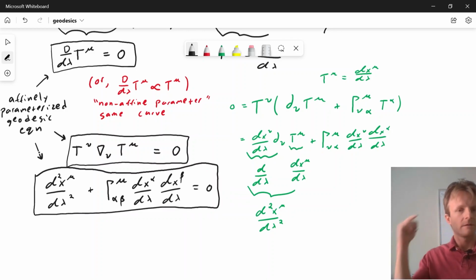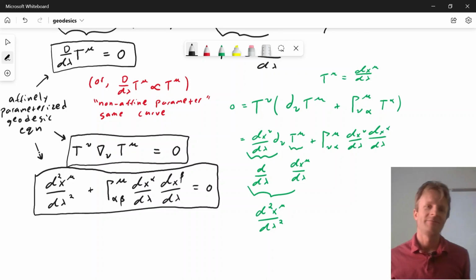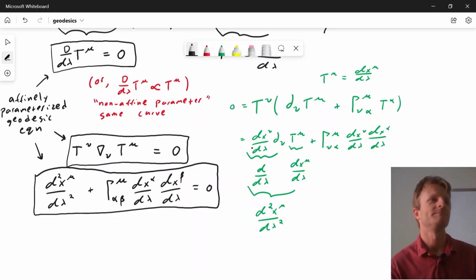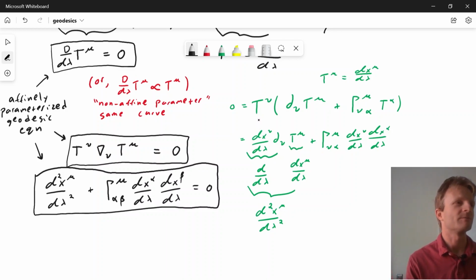What do you mean by affine? I'm not sure where the name comes from. I mean this equation, the black one, not the red one. The red one is a non-affine parameter.